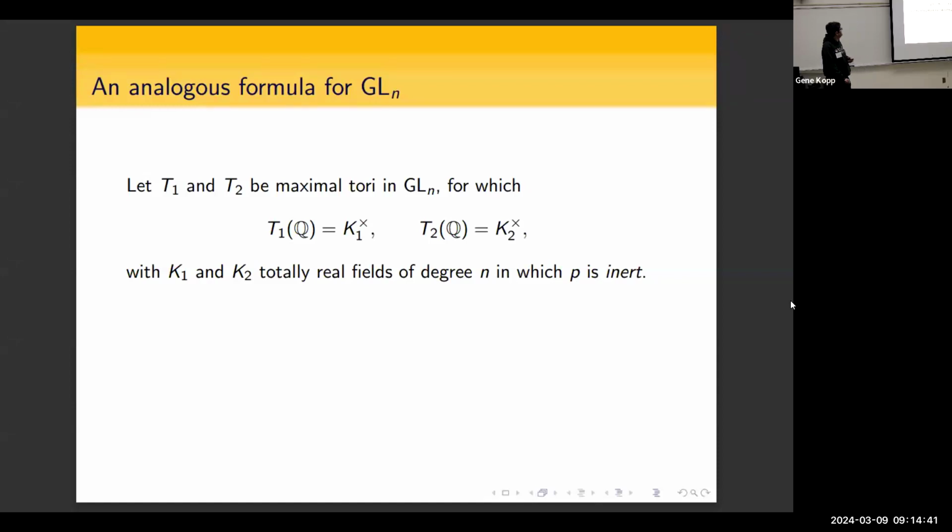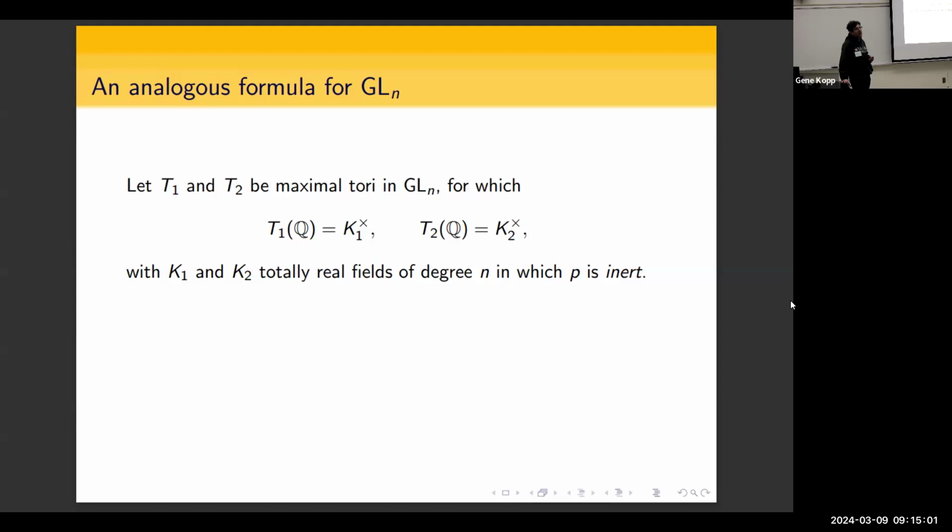So I take T1 and T2 to be maximal tori in GLN now, and I assume that they're totally non-split over Q. So they correspond to the multiplicative groups of two fields, K1 and K2, which are genuine totally real fields now of degree n, in which the prime p is completely inert.